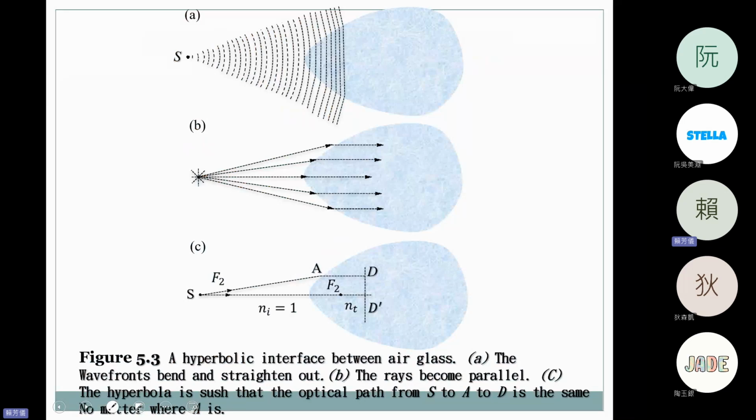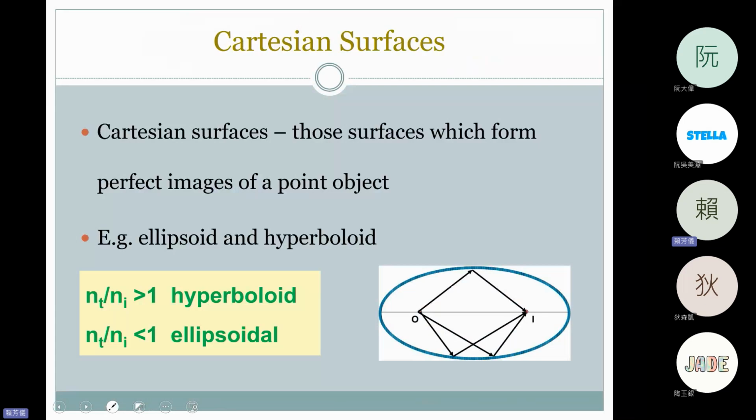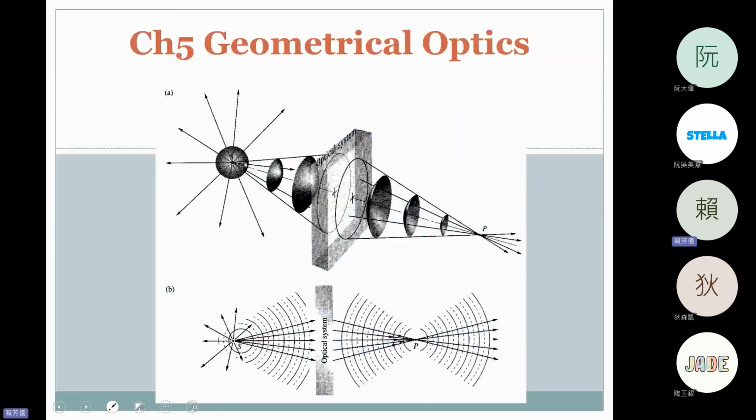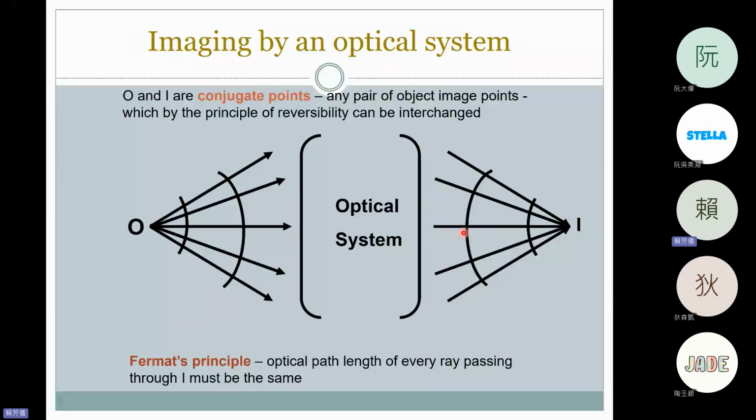Okay, perfect image means that if your object is a point, then your image will also be a point, very, very small, not a blurred one. Okay, so we don't prove this part. It is shown in the textbook.